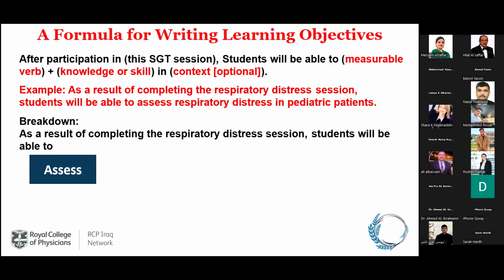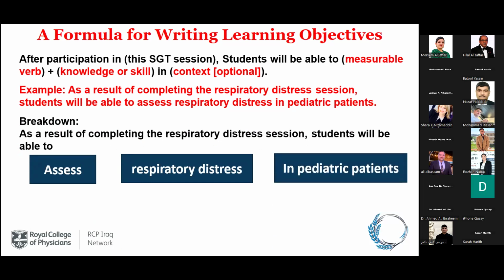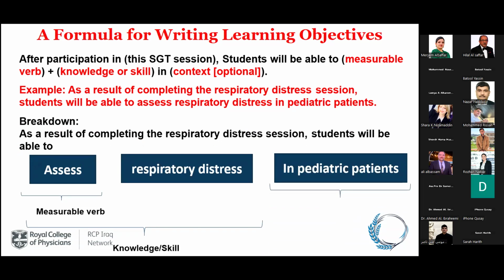We have assess, which is the verb to be used. We have the respiratory distress. We are going to assess the respiratory distress. Where? In a pediatric patient, or in a simulator, or in a lab, or whatever. Okay? Assess is the measurable verb. And both of them, the verb and the object, are the knowledge and the skill that we want. And the pediatric patients is the context or the place where we are going to perform these activities.